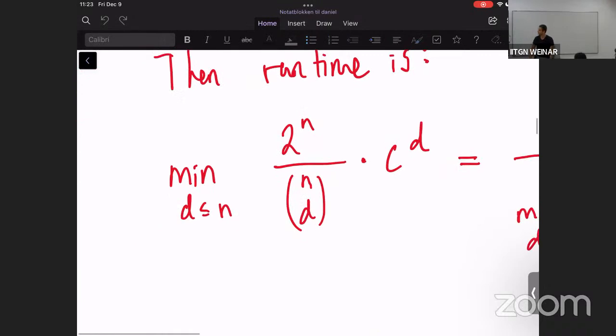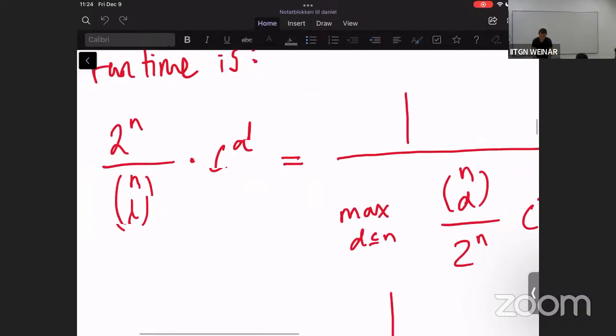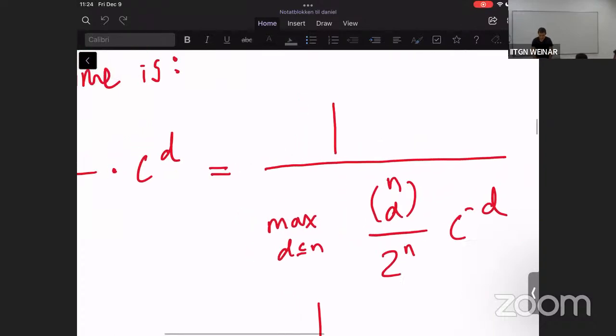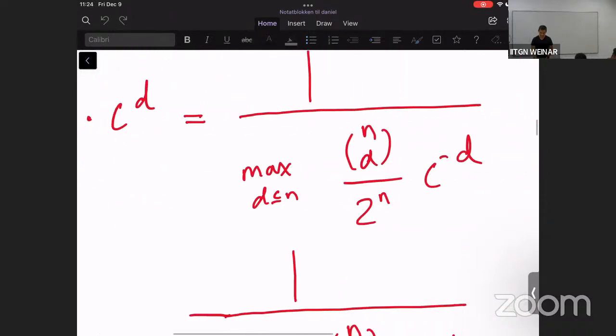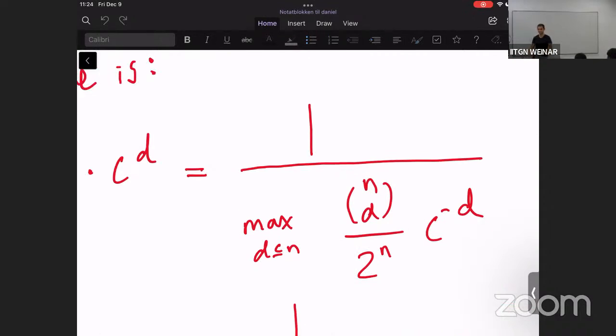All right, so what is my running time? It's the minimum over all choices of d less than or equal to n of 2 to the n over n choose d times c to the d. That's our expression. Now let's do something crazy. If I want to minimize f of d, that's the same as taking 1 over the maximum of 1 over f of d. If I take this value and try to minimize it, that's the same as maximizing its inverse, and then if I find the maximum of the inverse and take 1 over that, I get the minimum back. It seems like a crazy and useless thing to do, but let's do it anyway.